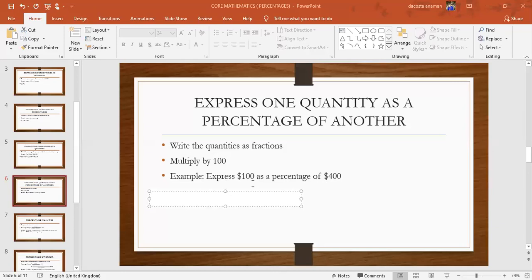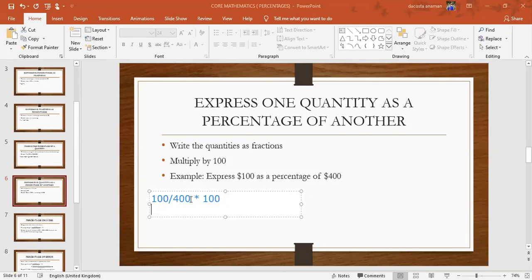It says express $100 as a percentage of $400. That means that when you are writing it as a fraction, the $100 will be the numerator, then the $400 will be the denominator. Is that okay? So 100 as a percentage of 400 would be 100 over 400. Then after that, you multiply it by what? 100%. Multiply it by 100, and that will be giving you your answer in a percentage form.